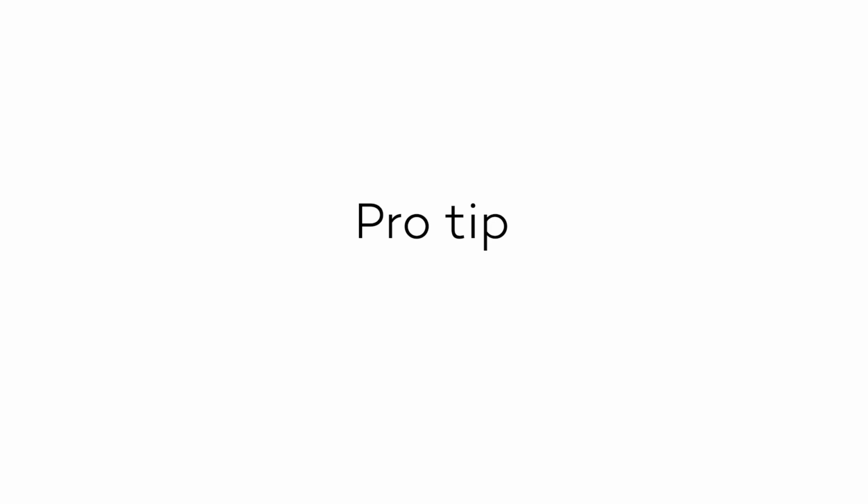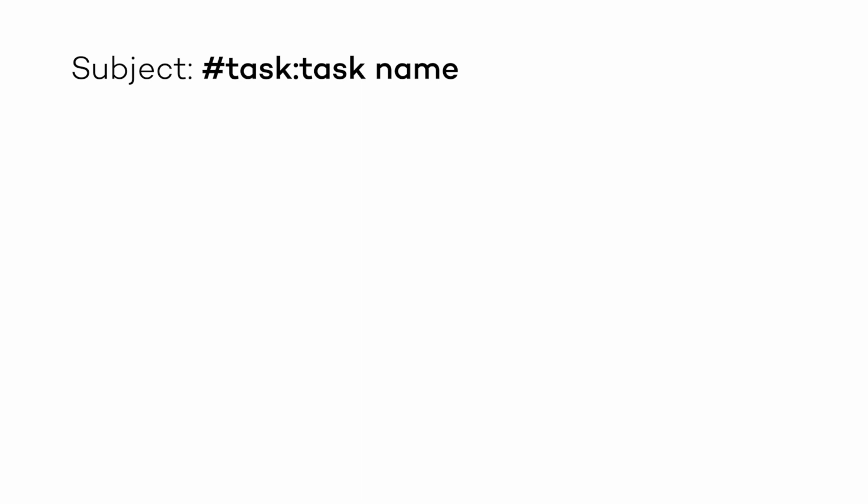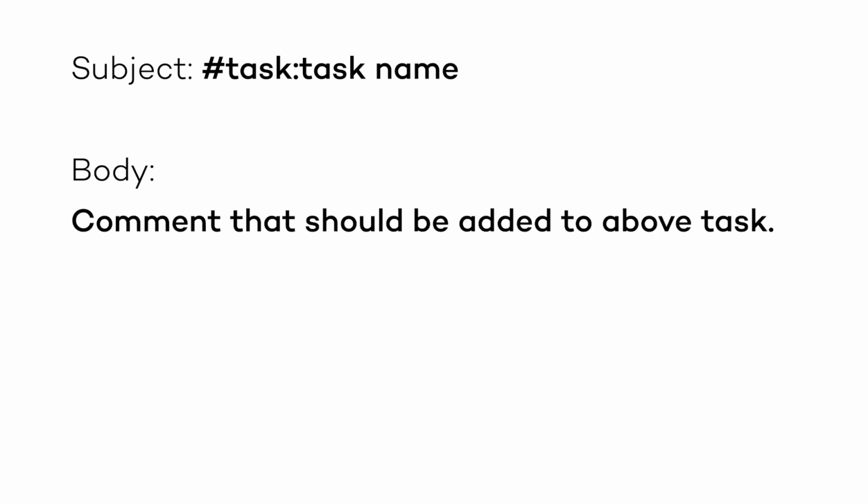Pro tip. As usual, we'll wrap this part up with a special tip. It's also possible to add a comment to an existing task via email. In the subject line, write a hashtag, task, colon, and follow it with the task name. Then, type your comment in the body of the message and send the email to your personal Nozbe email address. Nozbe is smart. You don't have to write the entire task name. One word or even a few letters will be enough, although you need to make sure the phrase you use only matches the desired task. If it matches other tasks too, the comment will be randomly assigned to one of them.